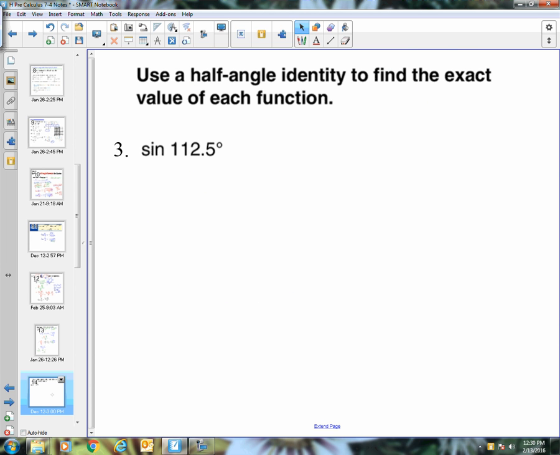All right, let's try one more of those so you can see how that half angle thing works. So we have sine of 112.5. Clearly not an angle that you know anything about. That's your alpha over 2.